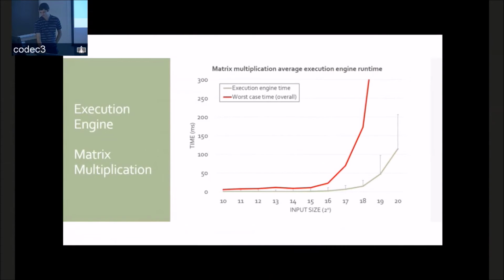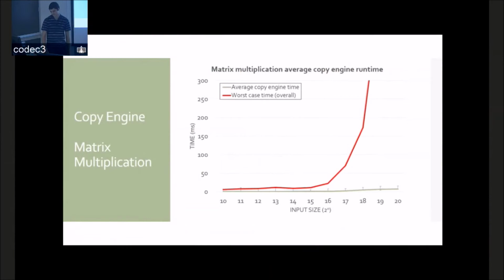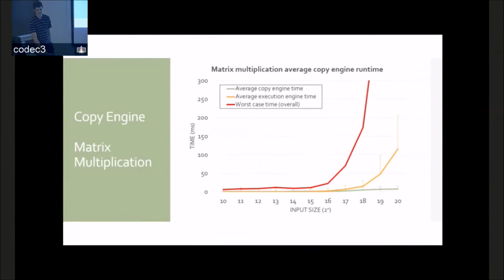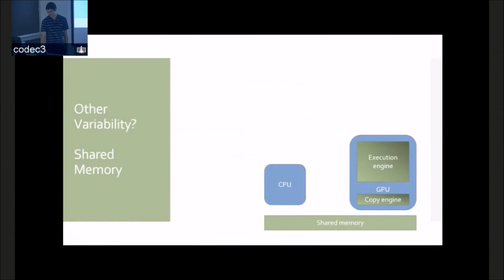so we need to dig a little deeper. If we look at the copy engine, it's that line down at the bottom of the screen. It's actually not very variable at all, and we don't spend much time doing copies. So maybe there's something else. Yeah, and if you were to add the execution engine and the copy engine, it definitely doesn't account for all of the worst case time we saw. So we should look at our shared memory, since that's all that's left.